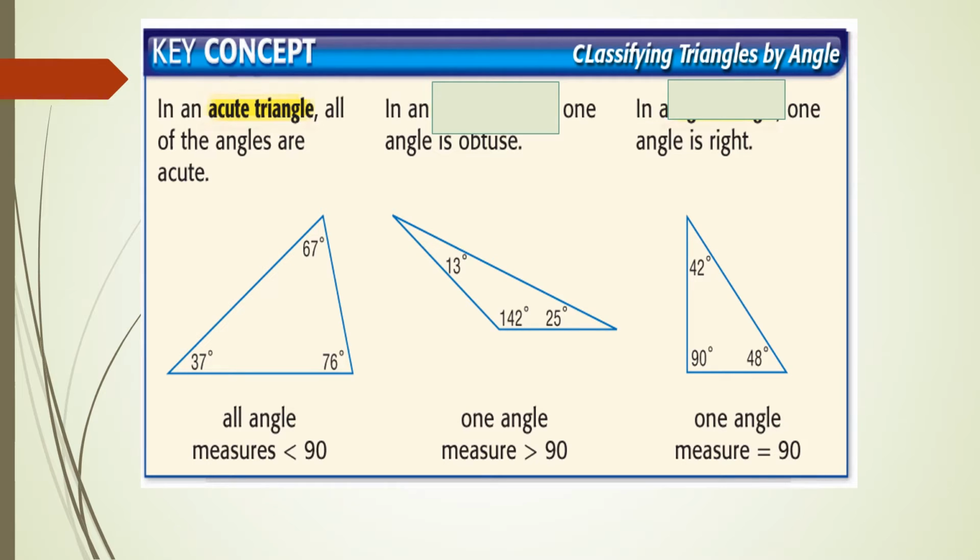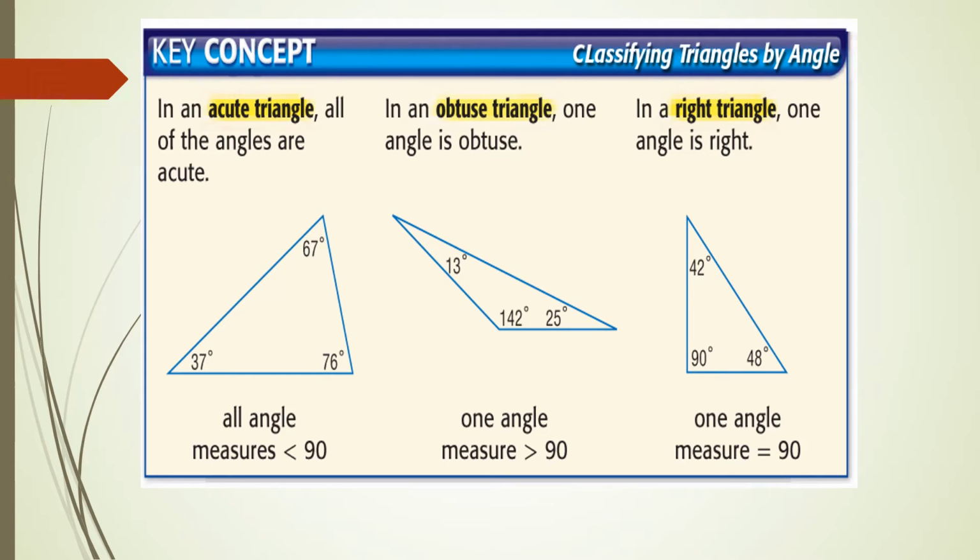The second picture has one angle, and only one angle, that measures greater than 90. In an obtuse triangle, one angle is obtuse. Look at this third picture. One angle measures 90 degrees, and only one. In a right triangle, one angle is right.